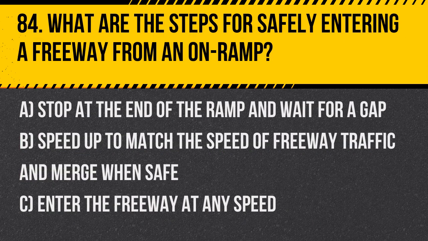Question 84. What are the steps for safely entering a freeway from an on-ramp? A. Stop at the end of the ramp and wait for a gap. B. Speed up to match the speed of freeway traffic and merge when safe. C. Enter the freeway at any speed. Answer: B. Speed up to match the speed of freeway traffic and merge when safe. This helps to integrate smoothly into traffic.